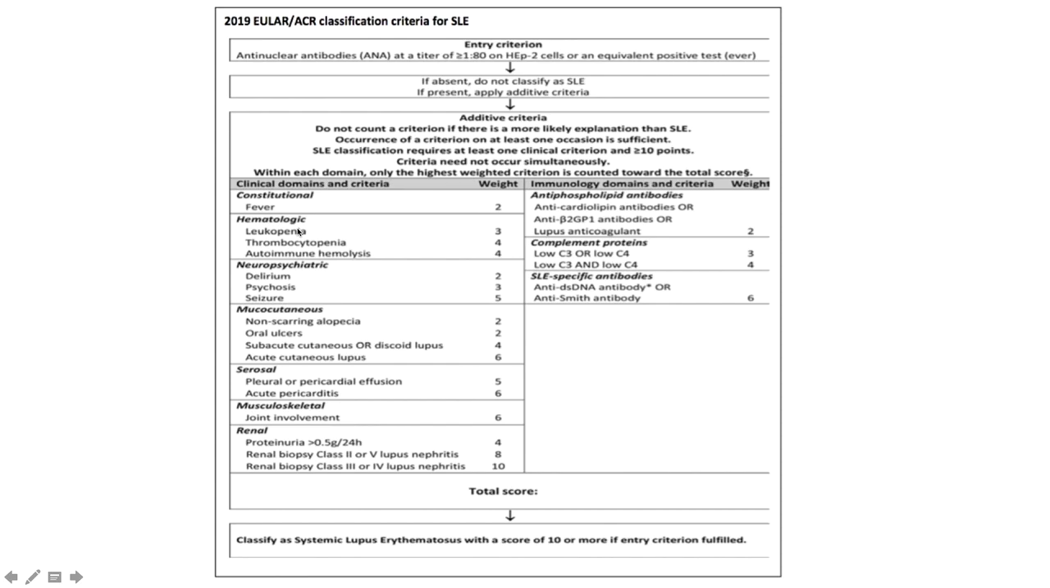So clinical domains, you score according to the features mentioned. Constitutional, so if you get fever, you get 2. Hematological, look at leukopenia, you get 3, of which lymphopenia is usually the order of the day. Thrombocytopenia, you get 4. Autoimmune hemolysis, you get 4.